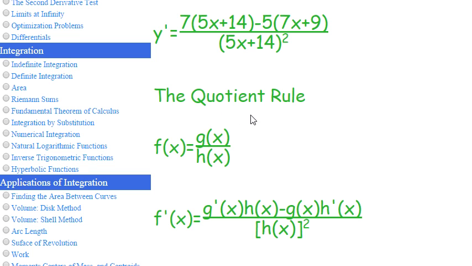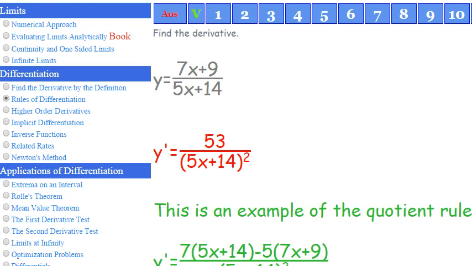You see how to work out the quotient rule, and of course here's the general rule for the quotient rule, or the generally written form, I should say. The derivative of the numerator times the denominator minus the numerator times the derivative of the denominator, over the denominator squared.